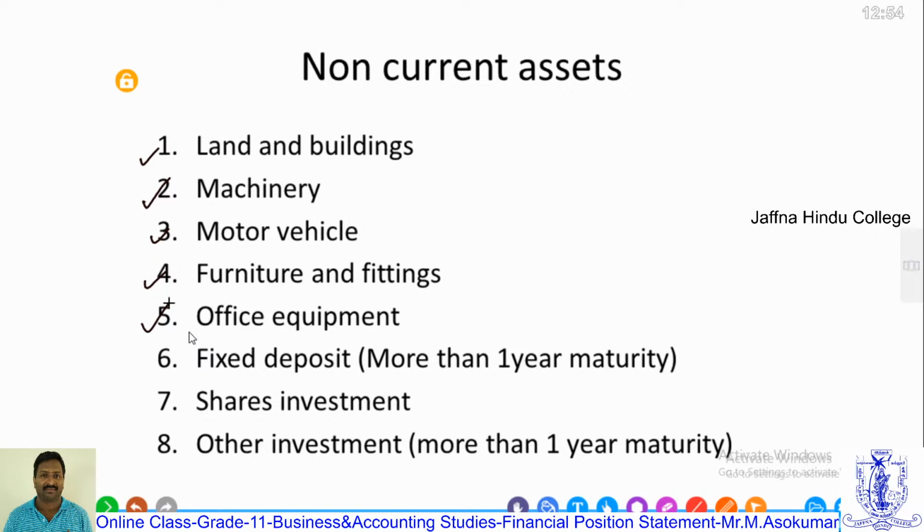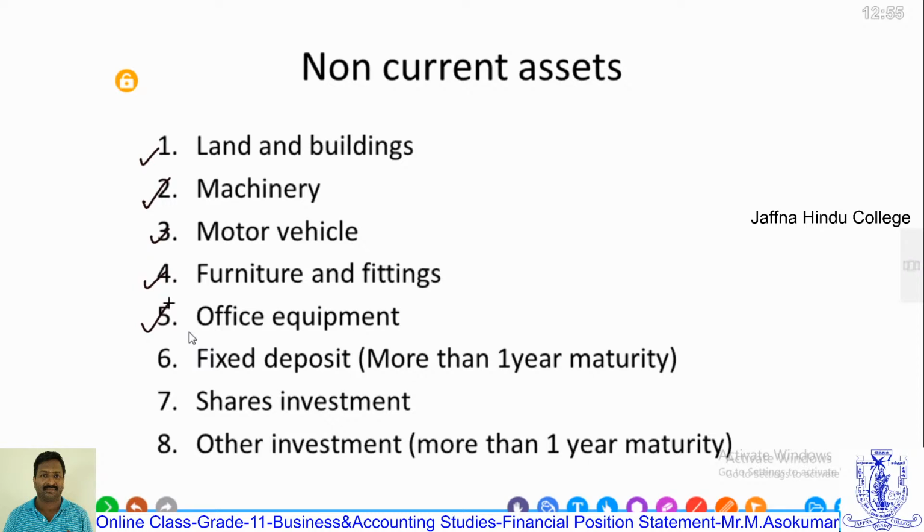These are expected to be used more than 1 year. They are created, purchased or constructed to be used for more than 1 year. Sometimes they may suddenly be sold out, but the purpose of buying is to be used more than 1 year. Therefore, they are considered non-current assets.